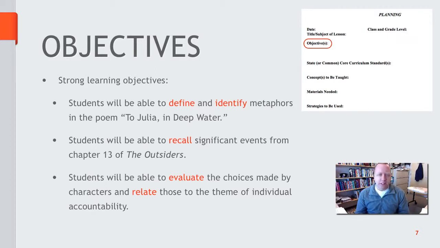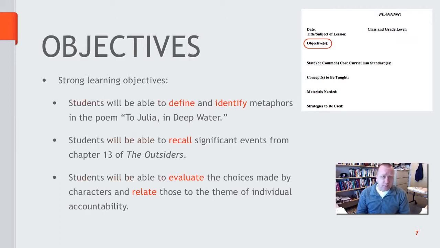I can envision a teacher working with this poem and having kids on the paper or in small group discussions or with the teacher on the overhead maybe, identifying those metaphors. It's really important for you to see the verbs that you use in your lesson plan and your objectives ought to be measurable kinds of learning. You can see in the other two that we've got similar verbs. Students will be able to recall significant events, and you can see how that might be measured. They'll evaluate, they'll relate choices to the themes.